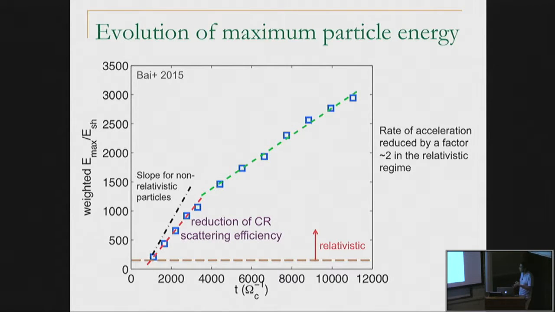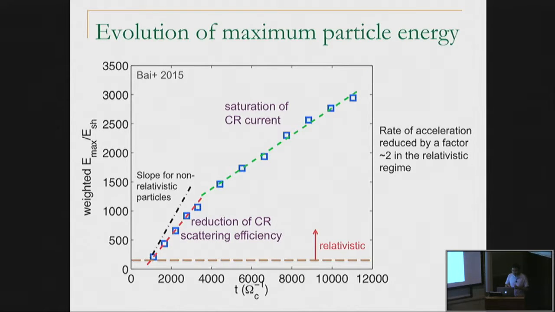This is because when the particle becomes relativistic. And later on, there is a further reduction of the slope. And overall, the rate of acceleration is reduced by a factor of 2 in the relativistic regime compared with the non-relativistic regime. And this further reduction is because of the saturation of the cosmic ray current.